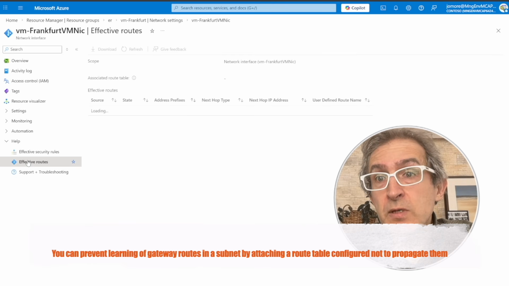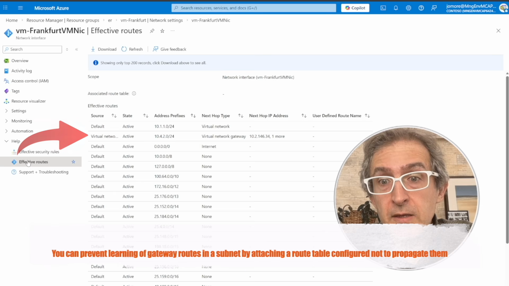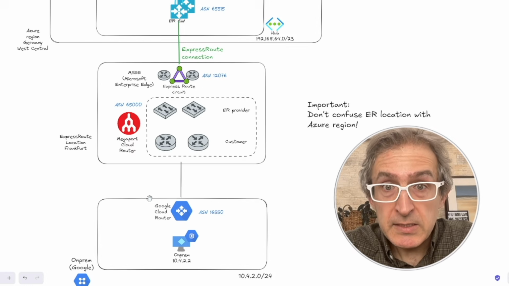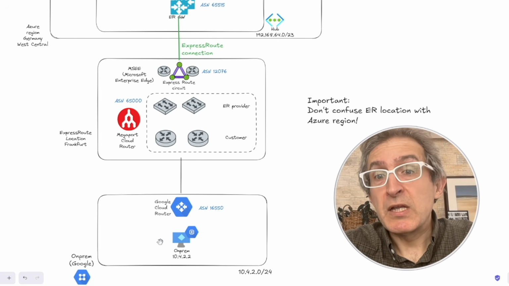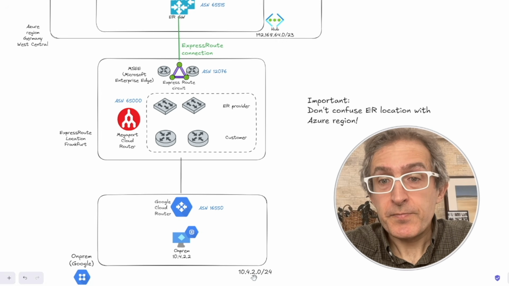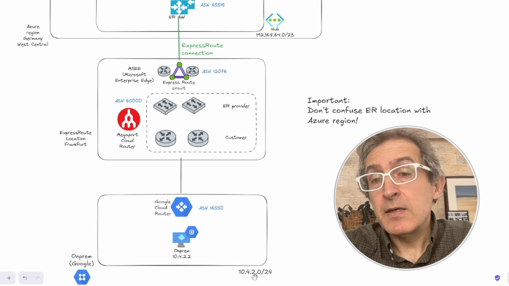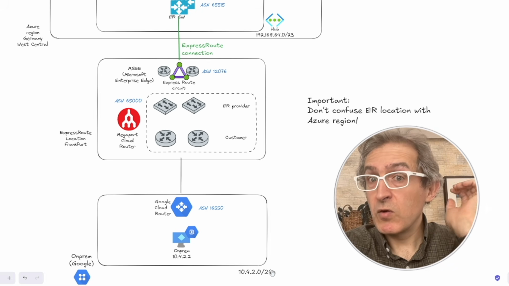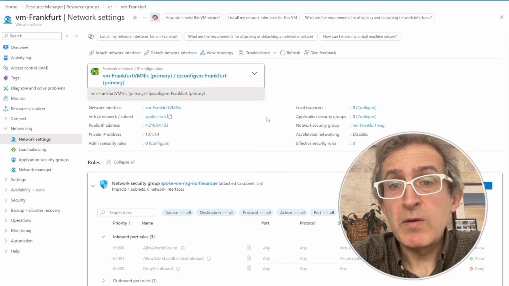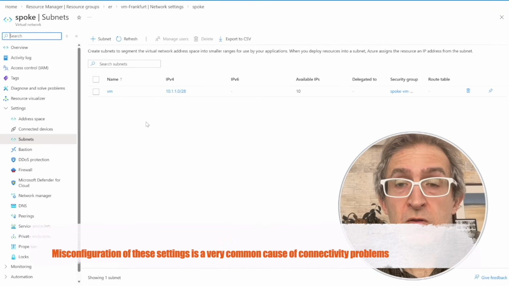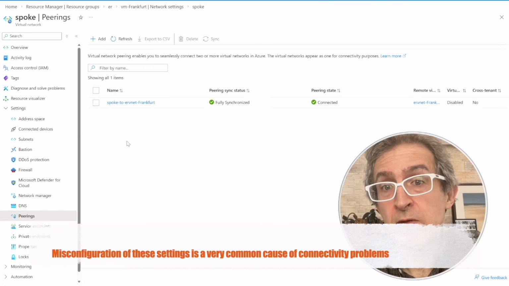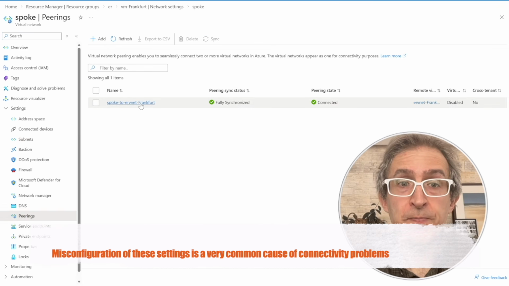So here we should be seeing the 10.4.2, there it is, coming from a virtual network gateway. This is the route. It's in the effective routes, you can see where this route is coming from. You could see that it was coming from a virtual network gateway. The reason why the spoke virtual machine is learning the routes from the virtual network gateway in the hub is because of how the virtual network peerings are configured.